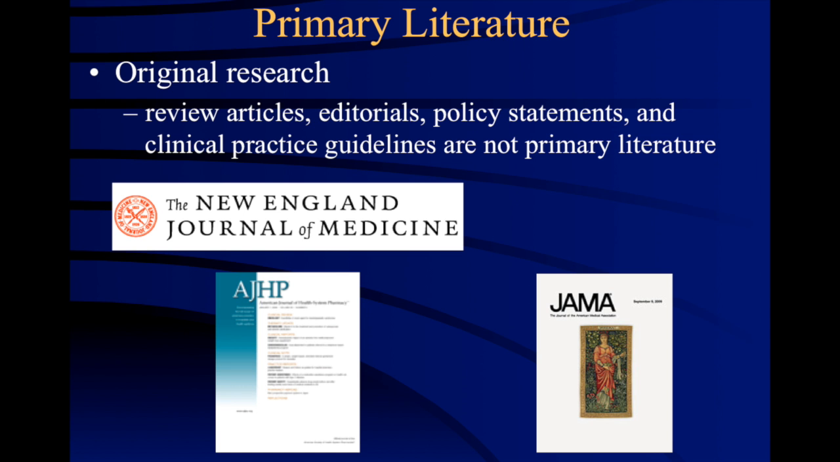So with primary literature, what you need to keep in mind, this only includes original research. Review articles, editorials, policy statements, and clinical practice guidelines are not considered primary literature. Here I have a few examples for you: the New England Journal of Medicine, American Journal of Health System Pharmacy, and JAMA, the Journal of the American Medical Association. So again, although most people think of journal articles as primary literature, only original research is considered primary literature.